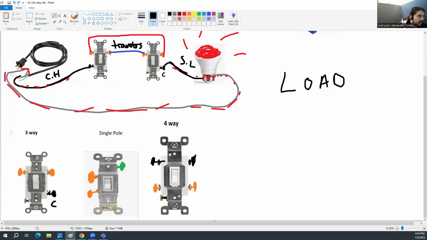Right. So in this situation, this switch would turn the light on or off, and this switch would turn it on or off, no matter what the position of the other switch may be.